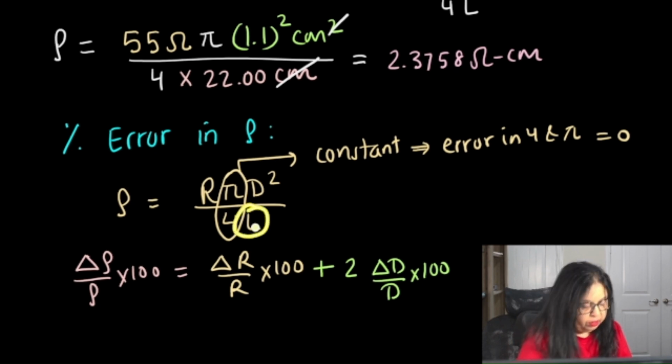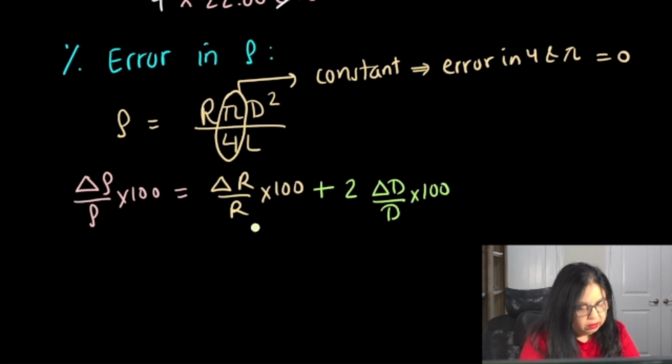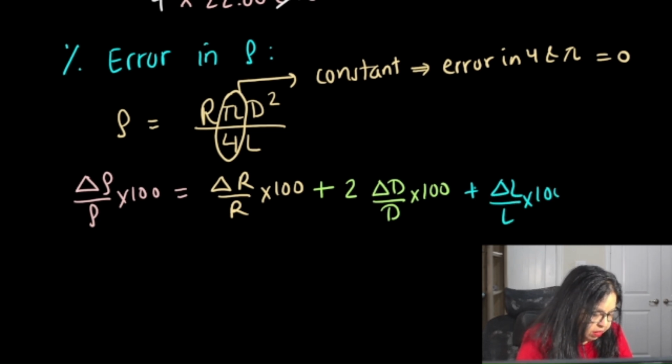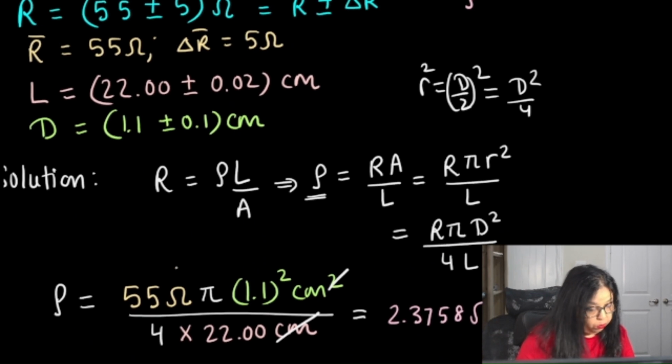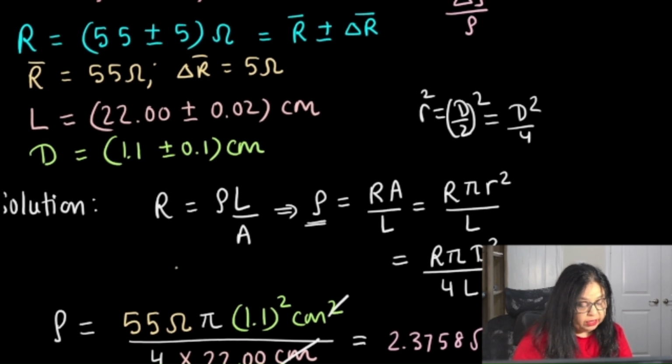this L over here, the percentage error in the L. What is that equal to? That is equal to delta L over L times 100. What are the numerical values of the percentage error in resistance, diameter, and length? We don't know. We're going to have to calculate.